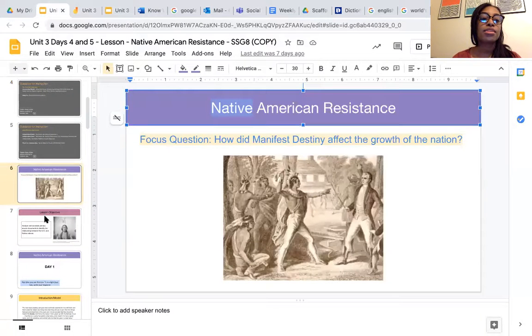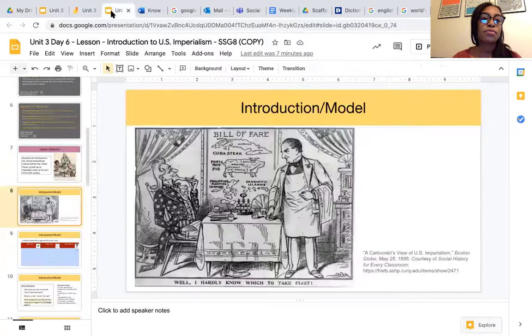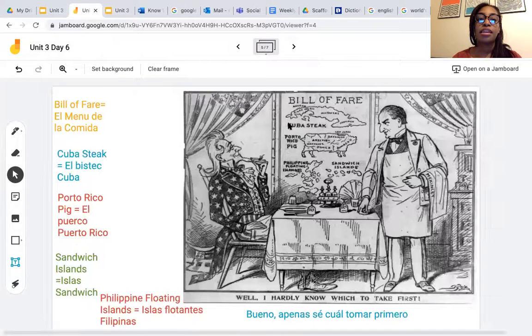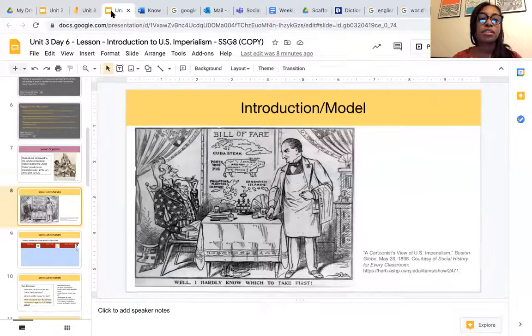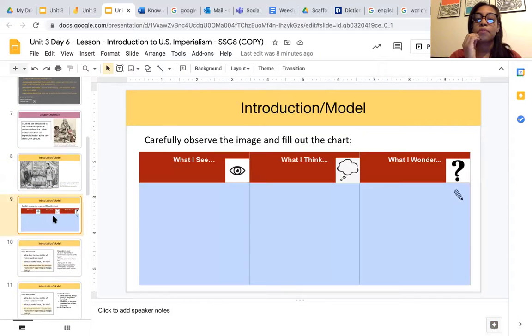So taking all of this into consideration, we definitely want to look at this part here, introduction or model, where we're looking at this political cartoon, okay? Here you can see what's going on here, okay? So let's look closely at this graphic organizer. What do you see? What do you think? And what do you wonder? What questions do you have, okay?